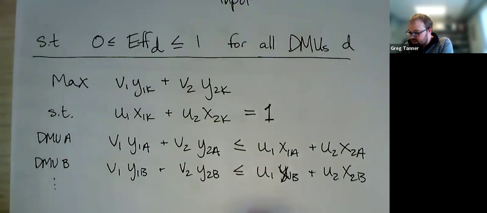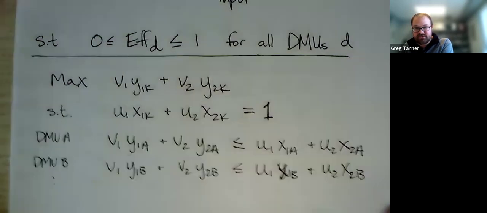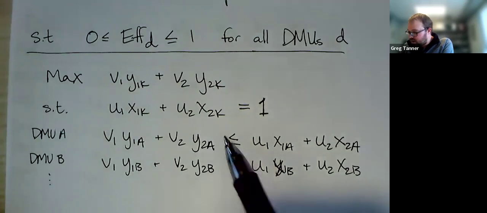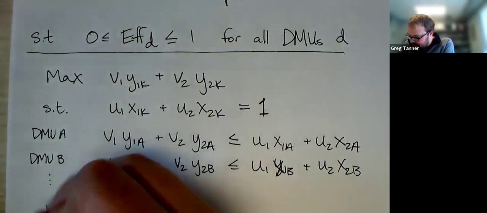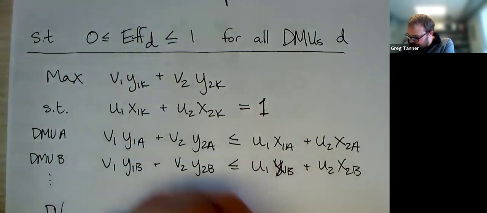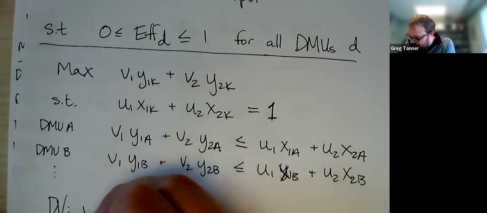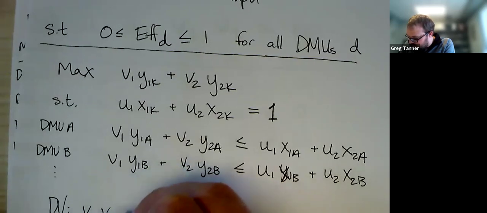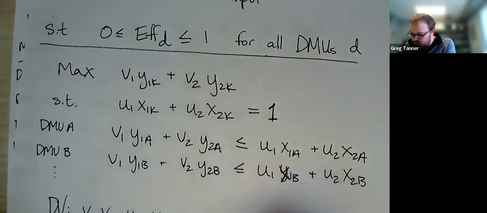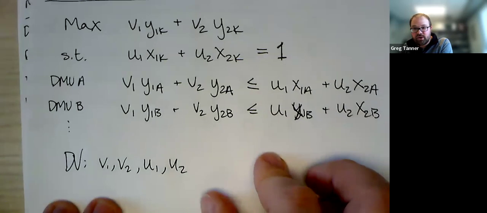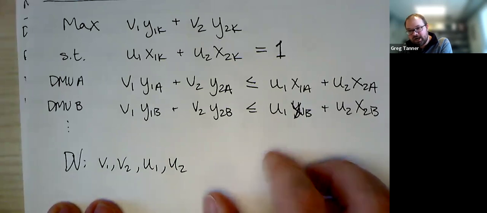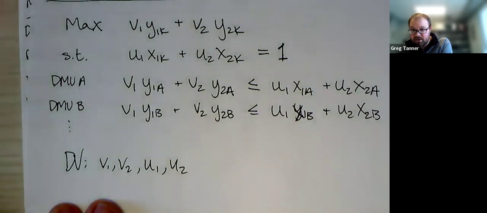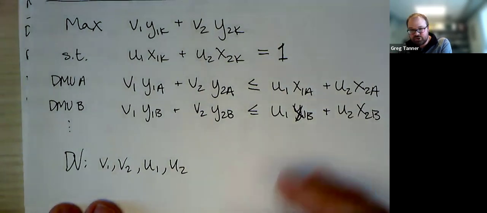Okay, so in this formulation here, this gives us a linear program. Our decision variables are going to be V1, V2, U1, and U2. So we get one decision variable for each input and one decision variable for each output, which matches up because in our primal problem, we had one constraint for each input and one constraint for each output. And we know that constraints in the primal formulation correspond to variables in the dual formulation.